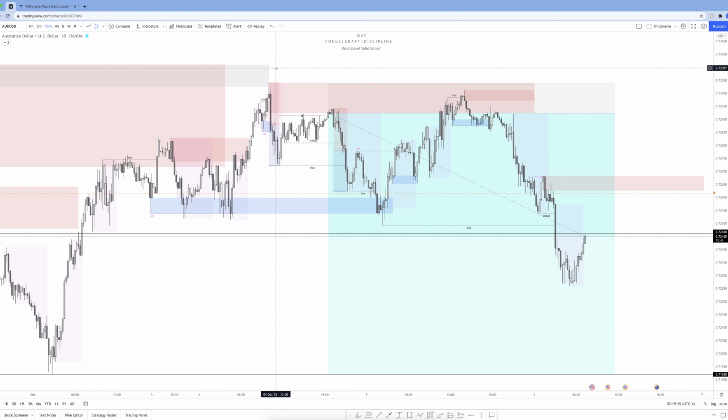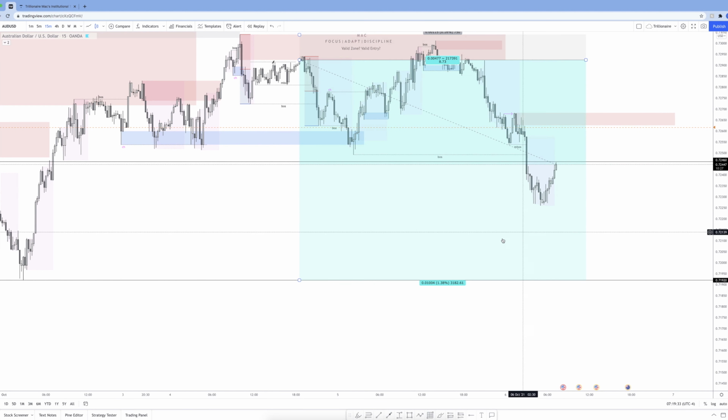Your bias could have been wrong. Your confluences could have been a little off. But as long as you are looking for a valid zone and a valid entry, in my opinion, you're good to go. Take the trade. Don't hesitate. So this was the higher time frame entry, with 11 pips of risk.